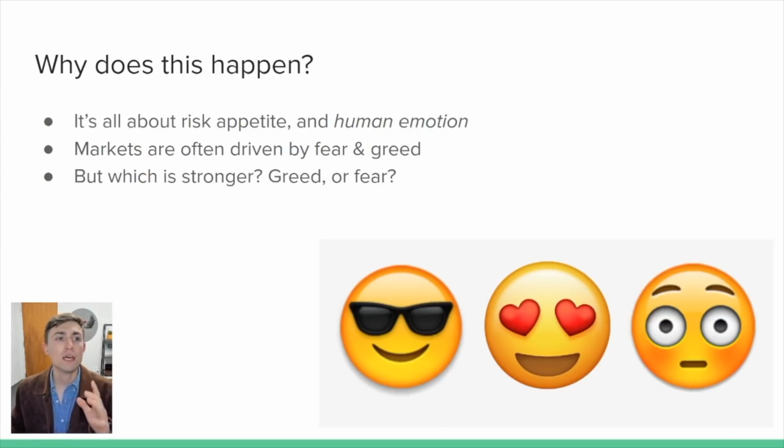Okay, so why does this happen? So everything we just talked about, fast drops, slow gradual rise, it's all about risk appetite and human emotion. It's something that we see very often in markets. Markets are often driven, as you probably know, by emotions, specifically greed and fear. But which one is stronger? Is it greed? Is it fear? I'm gonna make the argument for fear.